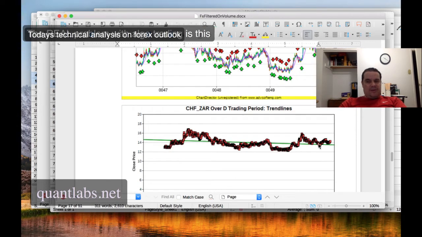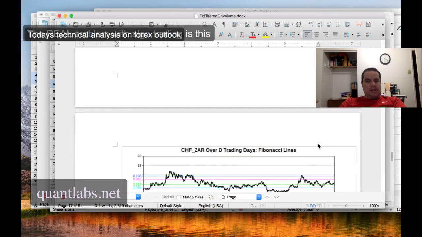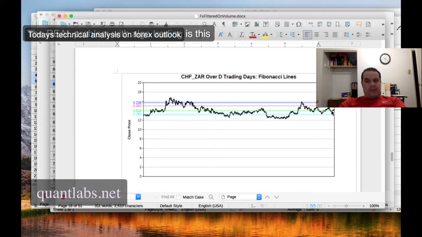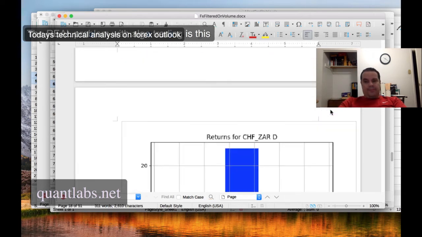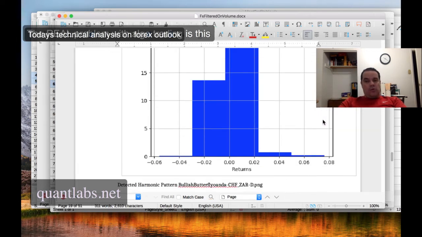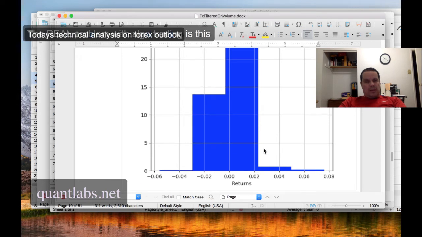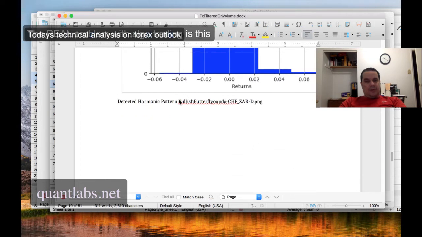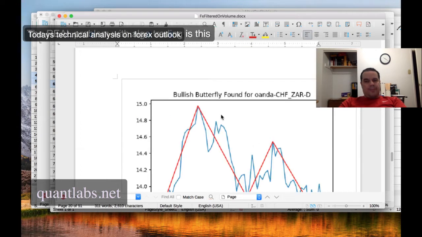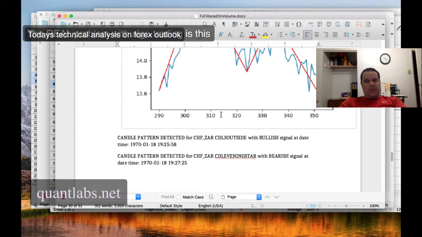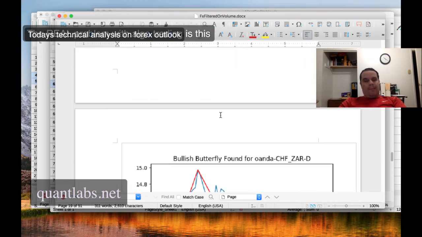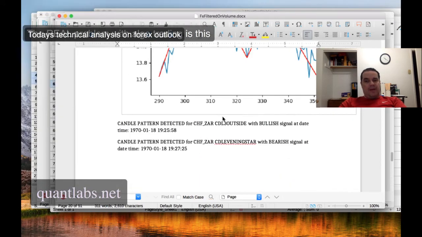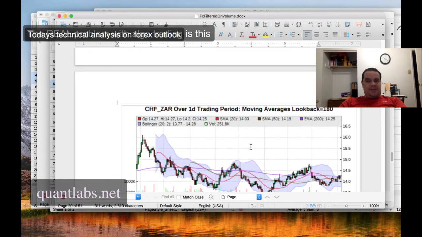Bouncing around above a flat trend line. Yet again, we are bouncing around on the low entry. That's a possible entry. But what do we have here? Ooh. Evenly, some outliers again on both ends of the distribution. We do have a bullish harmonic. Okay, so we only have one bullish harmonic. How many candles do we have? Okay, so we have a bullish and bearish. Again, that's not very significant.